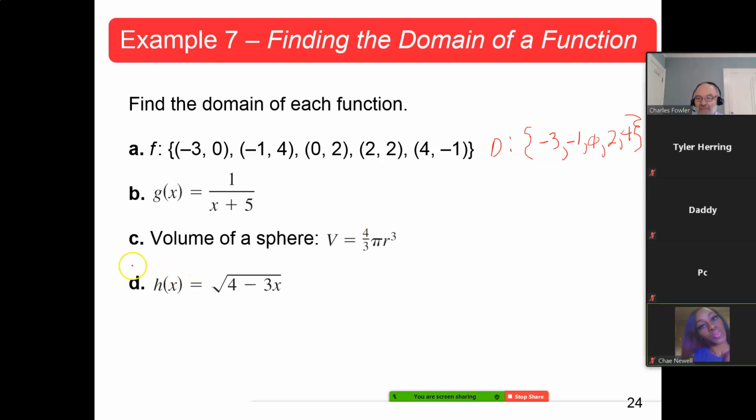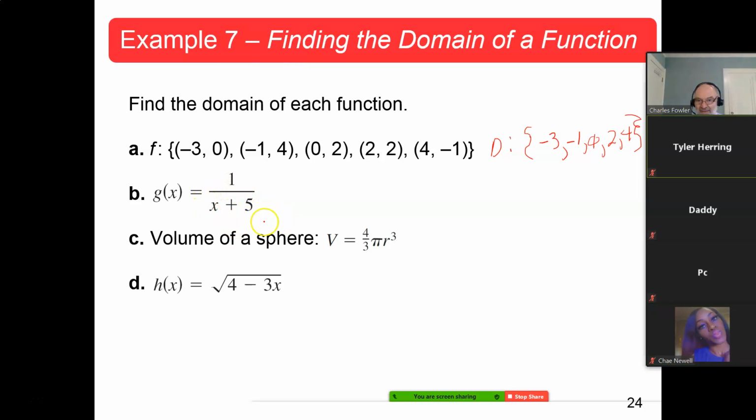All right, tell me if there are any limitations for G, the domain of G. Anyone got any ideas? Well, here you see a denominator. What can denominators never be?